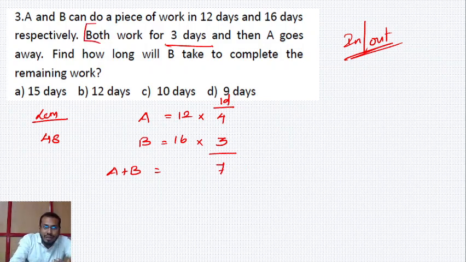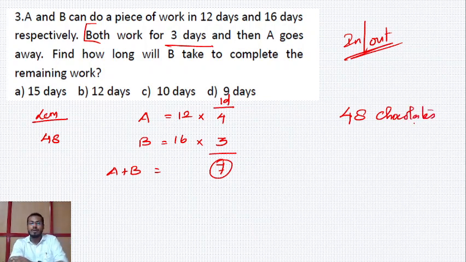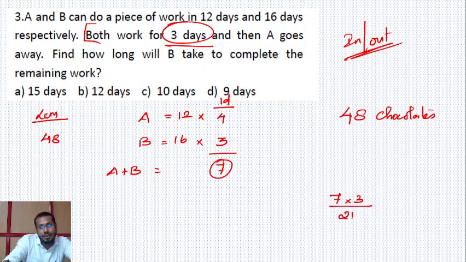See, both work for 3 days. If both of them are working, totally there are 48 chocolates. If both of them are working, they can complete 7 chocolates in a day. 3 days they are working together. That means in a day they complete 7 chocolates, so in 3 days they complete 21 chocolates. Is it right? So 21 chocolates were completed by A and B in 3 days.